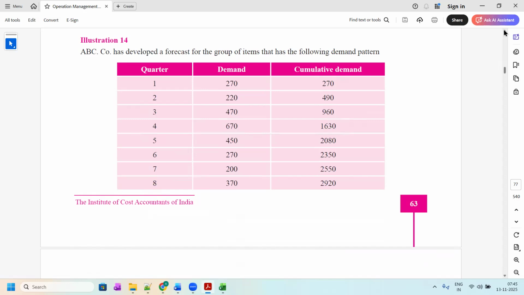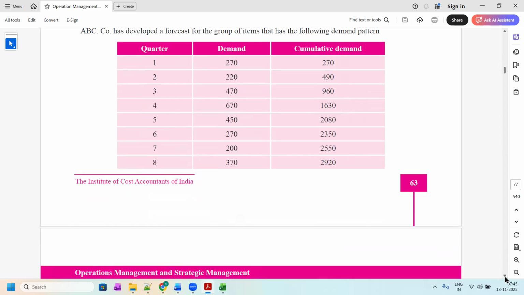Adisha, what do you mean by cumulative demand? Yes, sir. They've added 270 plus 220 and so on. So that data is given to you, demand and cumulative demand.